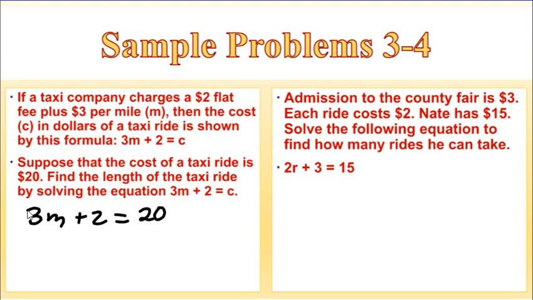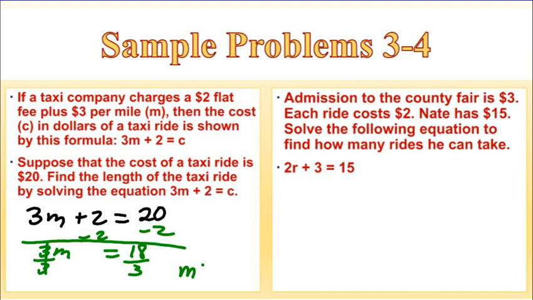So I substitute 20 in for C. Now we just need to simplify this. Our first step is we need to get the 3M by itself. The opposite of adding 2 is subtracting 2. When I do that, I get 3M equals 18. To get M by itself, the opposite of multiplying by 3 is dividing by 3. And whatever you do on one side, you must also do on the other side of the equal sign. So the number of miles would be 6.